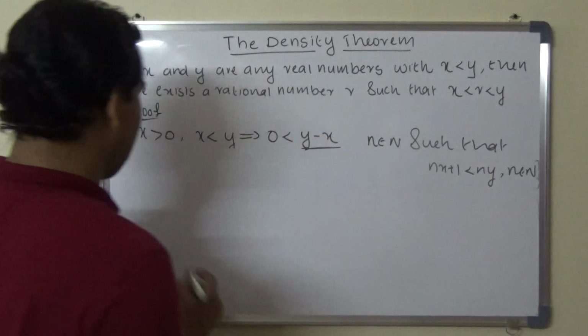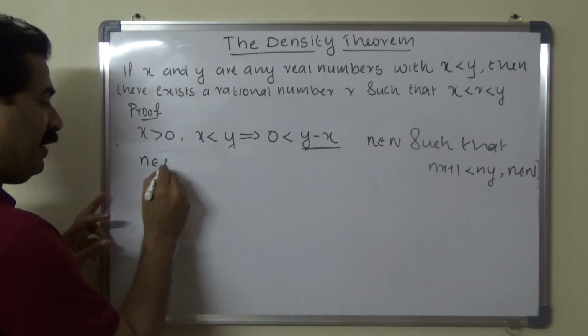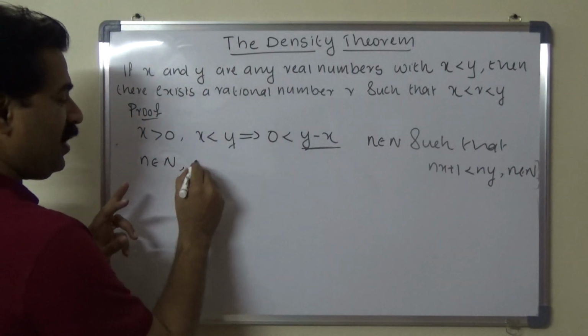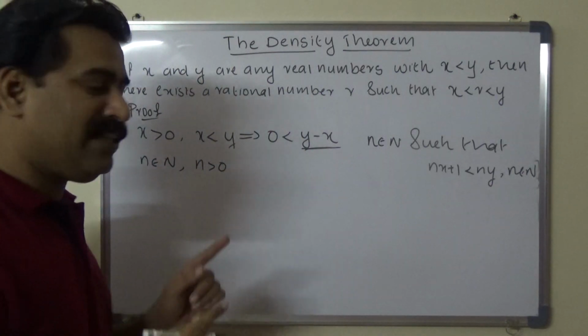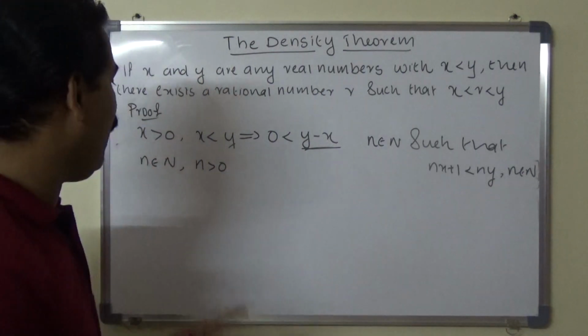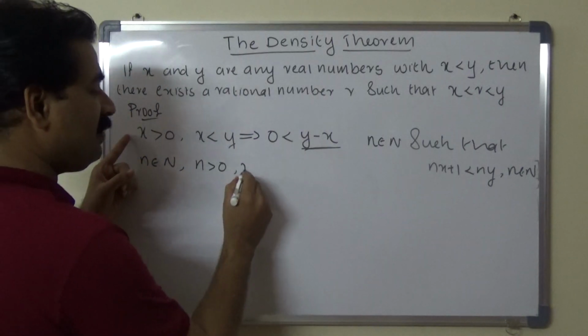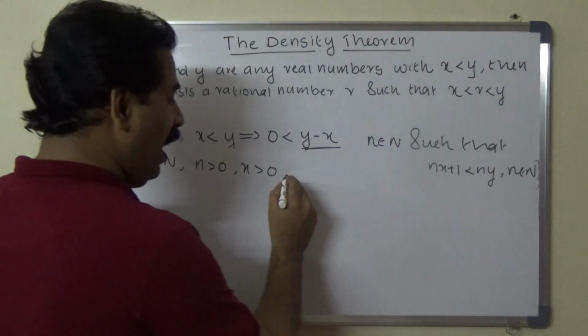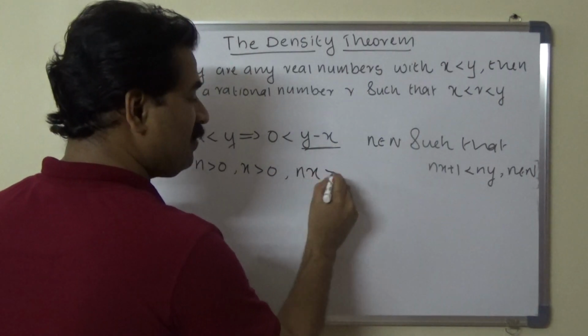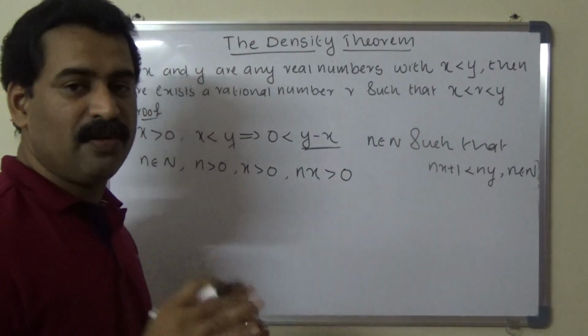Here n is a natural number, then we can write n is greater than 0. Also we have x is greater than 0, x is a positive real number. Then nx is a positive real number, nx is greater than 0.